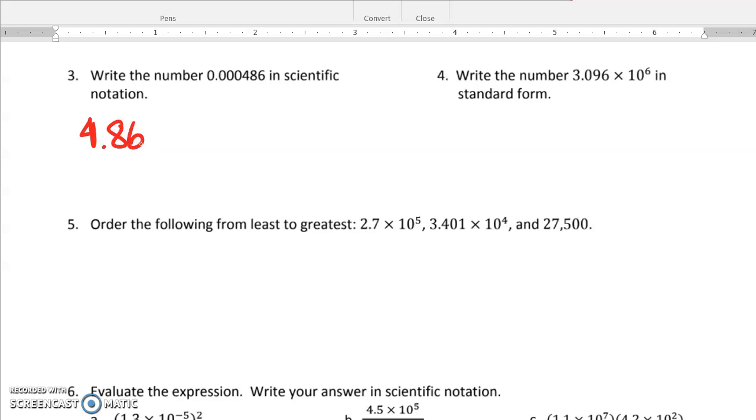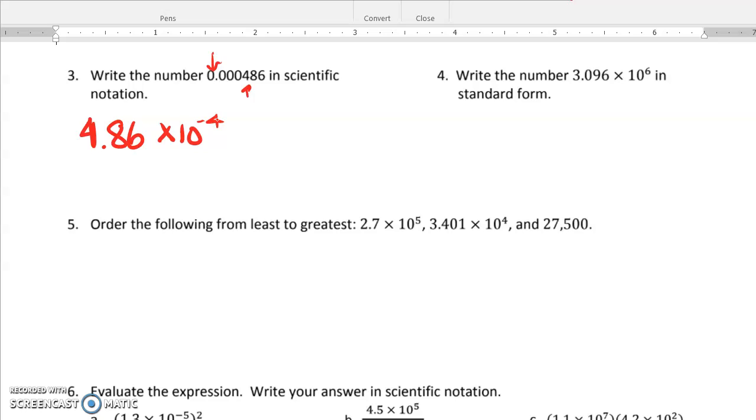4.86. Now we have to figure out what power of 10 we need to turn this number back into this number here. So right now, our decimal is after the 4. We want our decimal to be over here. So to go from our new decimal back to our original decimal, we have to go 1, 2, 3, 4 places to the left, which is a negative 4.